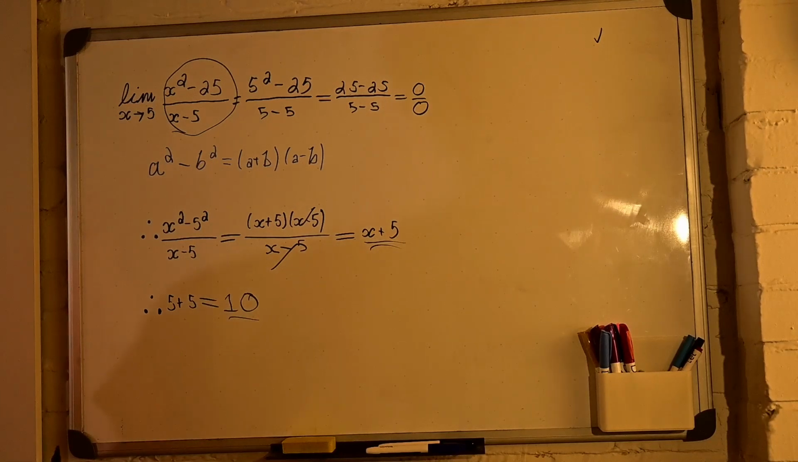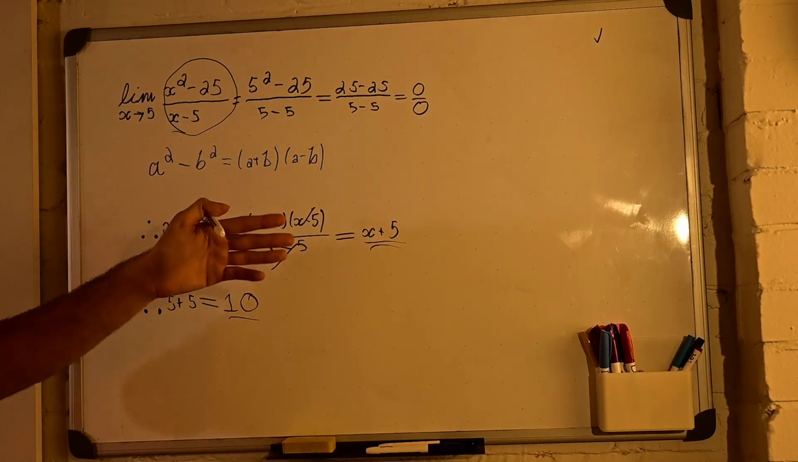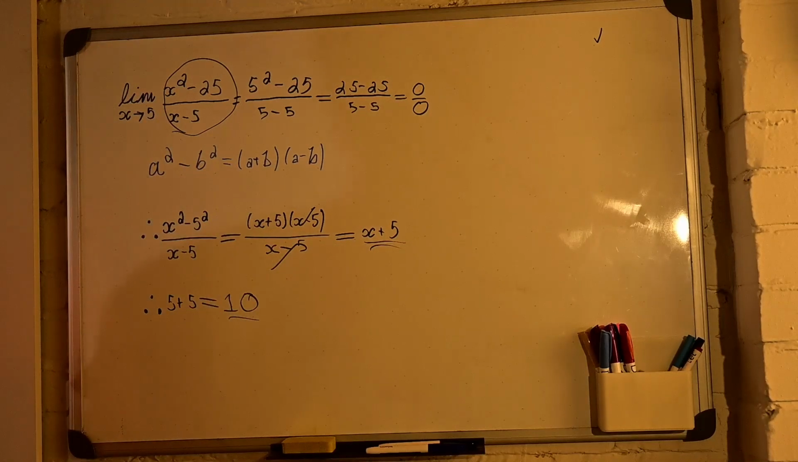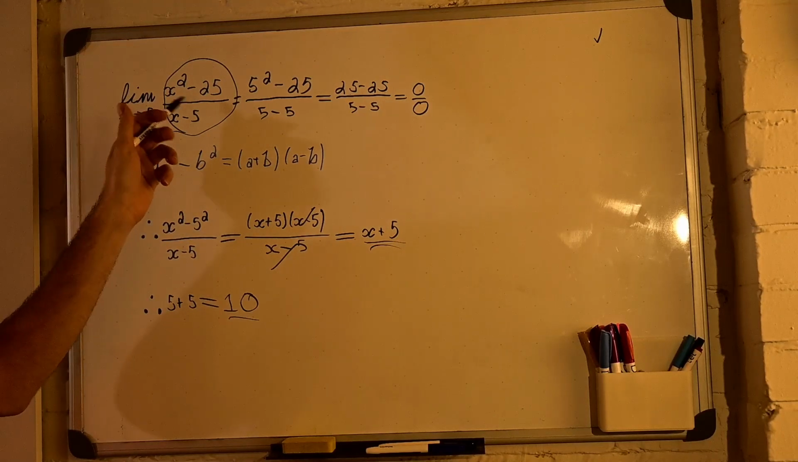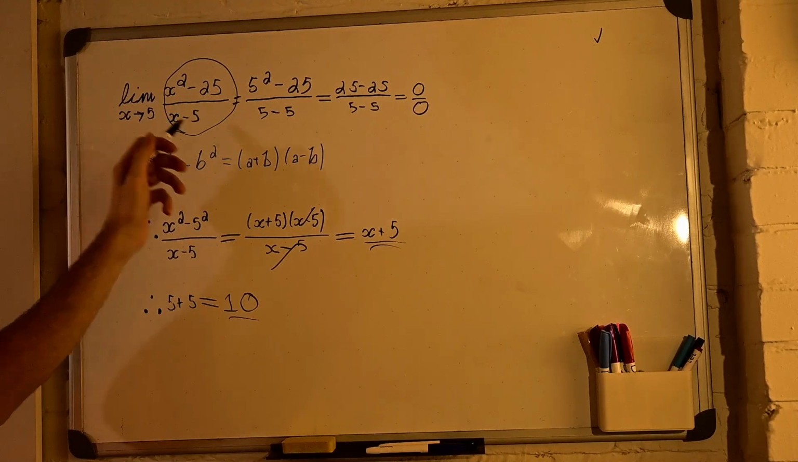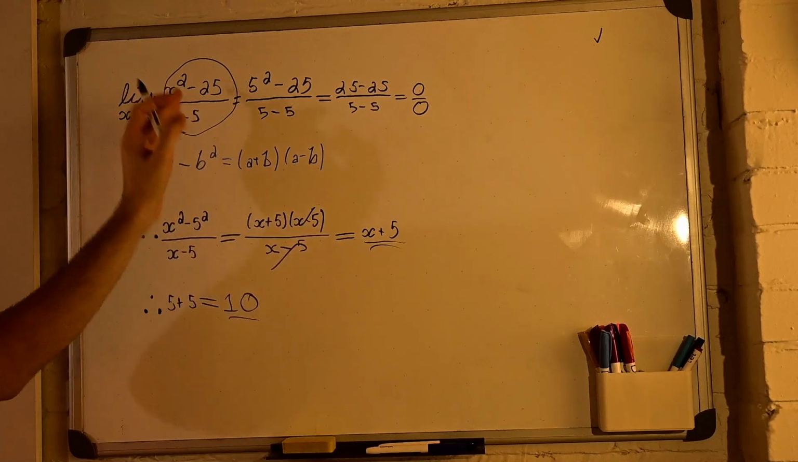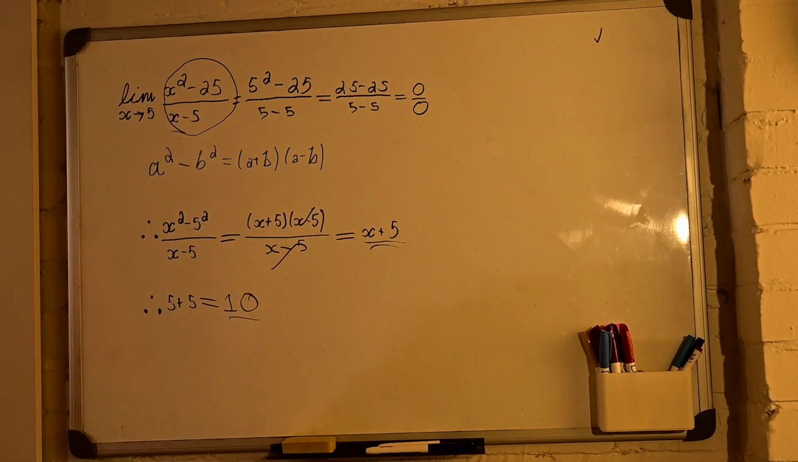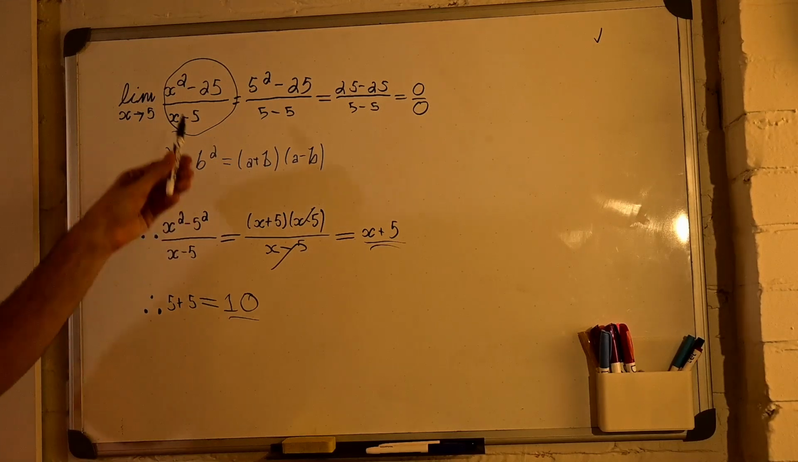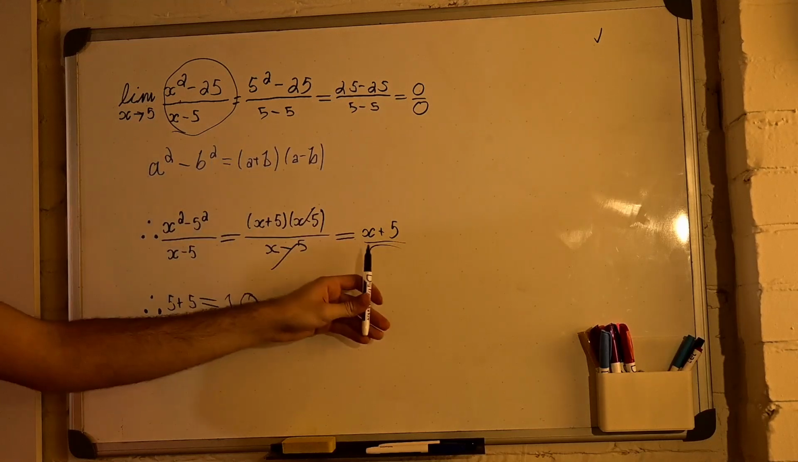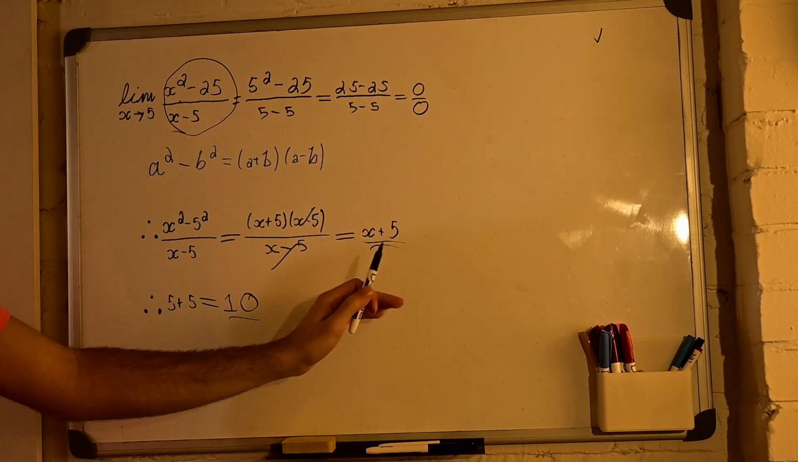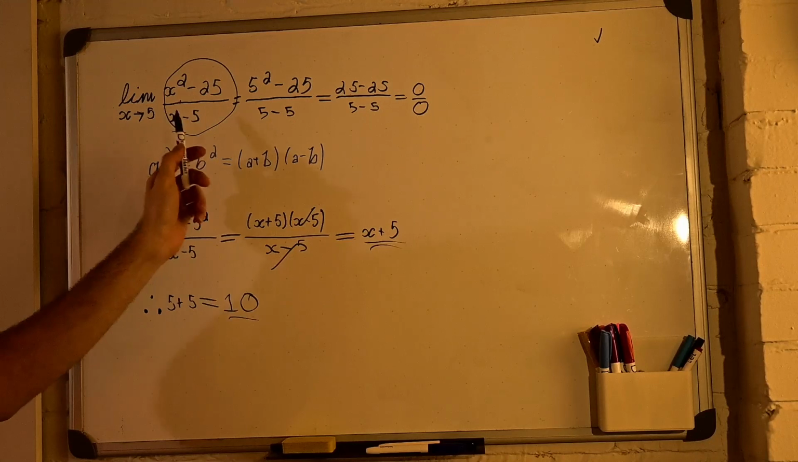The reason why is that for two expressions to equal each other, they have to give the exact same value at any x. So you plug in 7 for the x values here, you plug in 7 for the x values here, and they have to give you the same number for any x value, no matter what you do. However, we know that's not the case, right? Because if you plug in 5 as the x value here, you get 0 over 0. But if you plug in 5 here, you get 10. So these two can't be equal to each other.